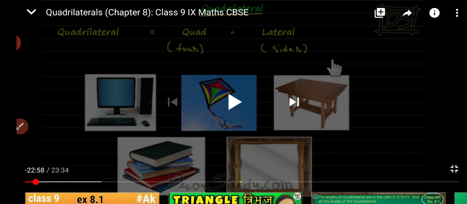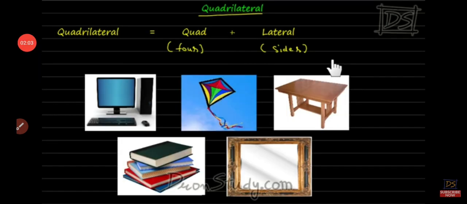And we have learned about types of quadrilateral and some properties of these quadrilaterals. What are the types of quadrilateral? We have learned square, rectangle, rhombus, trapezium, parallelogram and kite. You know, a kite is flying, you have flown kites on Uttarayan. You know the shape of a kite and the properties of these kites. So we have learned about this.